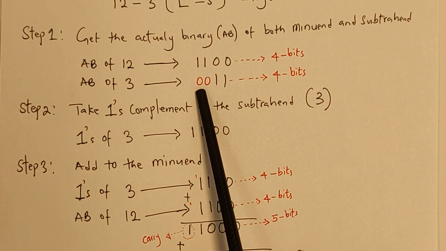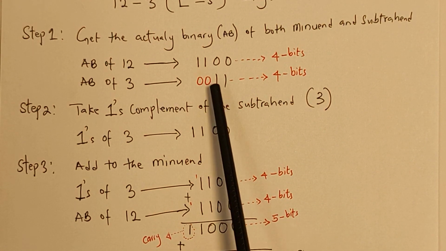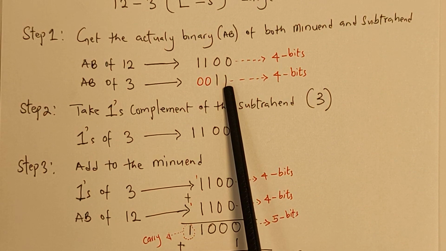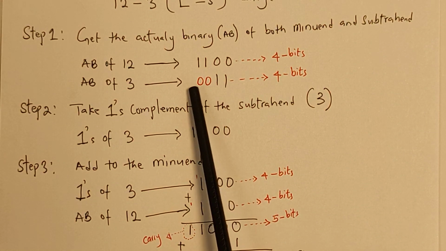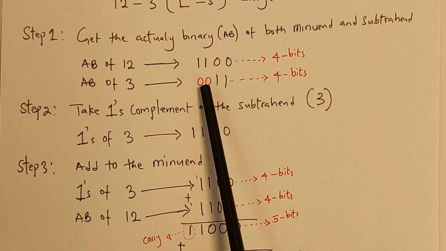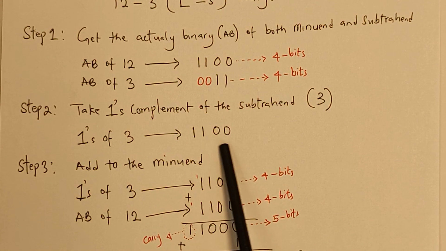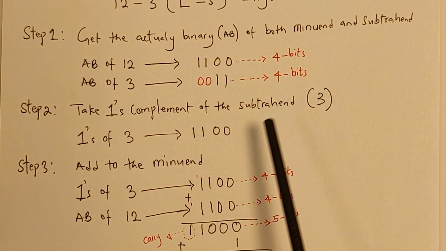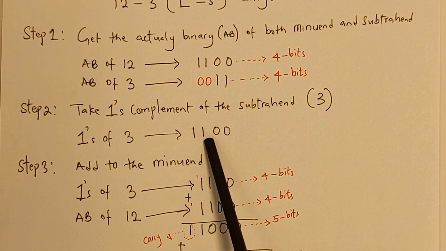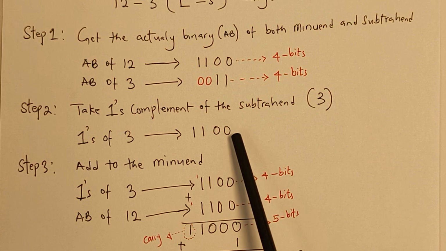Now this is 3. We have 0, 0, 1, 1. So let's take the inverse of this value. Where you have 0, you have 1. When you have 0, you have 1. When you have 1, you have 0. This is nothing but the inverse. Complement is inverse. So we've taken the inverse of 3, which is known as the complement of 3.